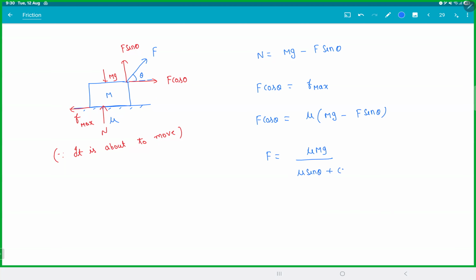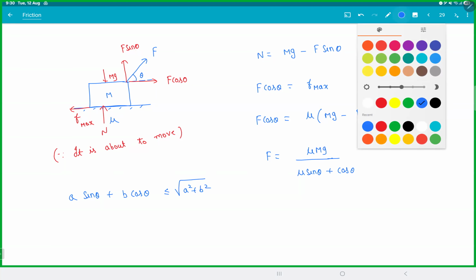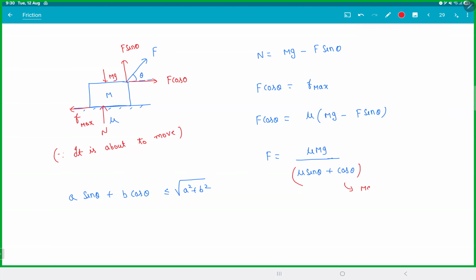So for different values of theta, you have different forces. And you learned this in trigonometry. A sin theta plus b cos theta, you can do maximum minimum also, is less than or equal to root over a square plus b square. So if I can maximize this function, then F becomes minimum. Therefore, F minimum. So here a may be mu and b may be 1. So this is mu mg by root over mu square plus 1. There, remember this.